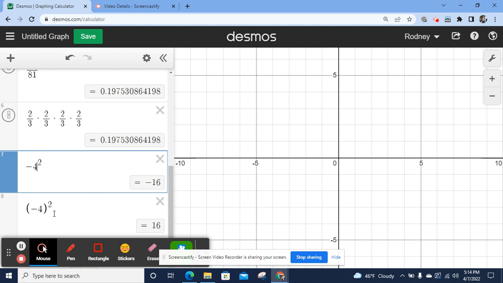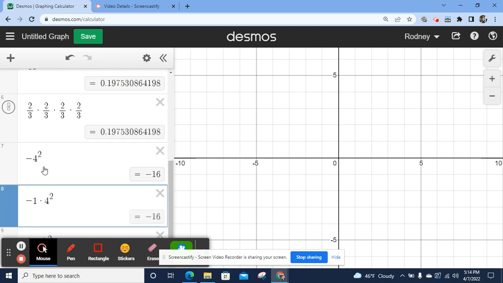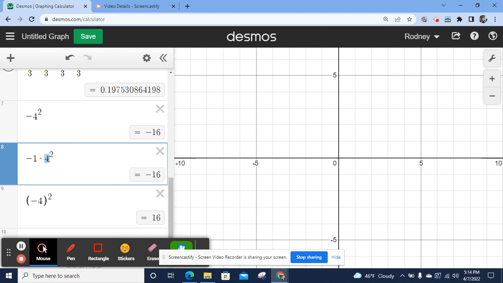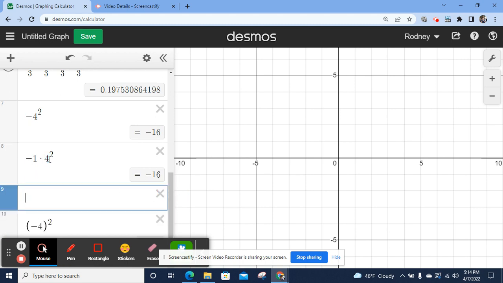What is different about these two? Well, what's different is that in the first one, there's a negative, and that negative is not part of what's being squared. So we could treat it as a negative 1 times 4 squared. What we're really squaring is just the 4 when we write negative 4 squared. And so 4 squared is 16, so that's negative 1 times 16 when we expand it. But that negative 1 there forces us to be negative.